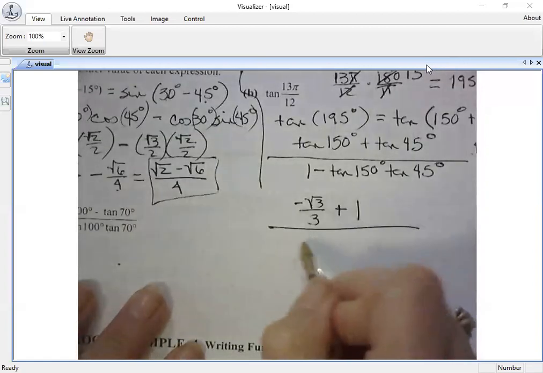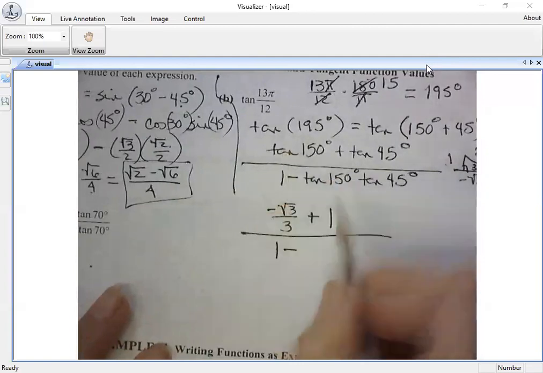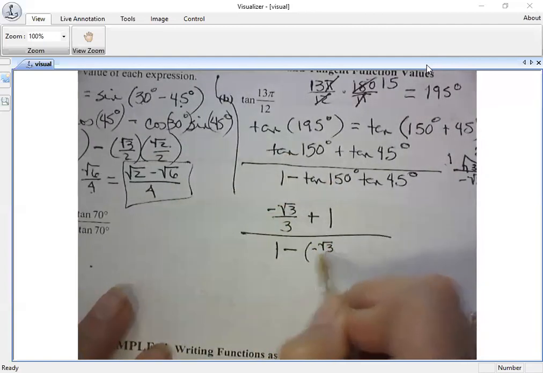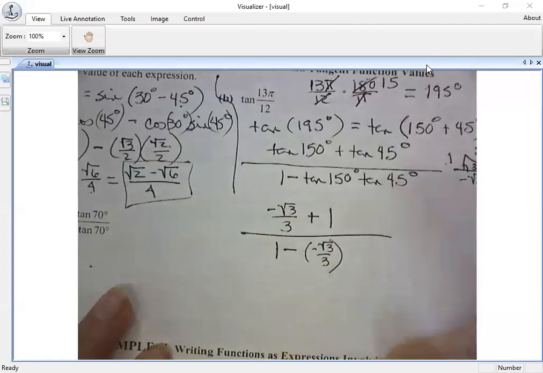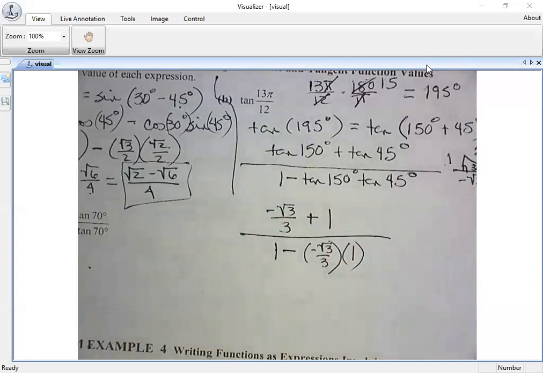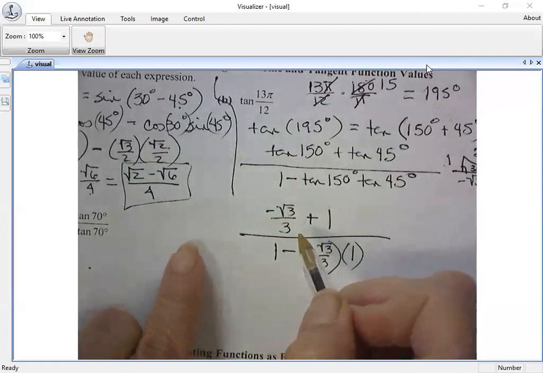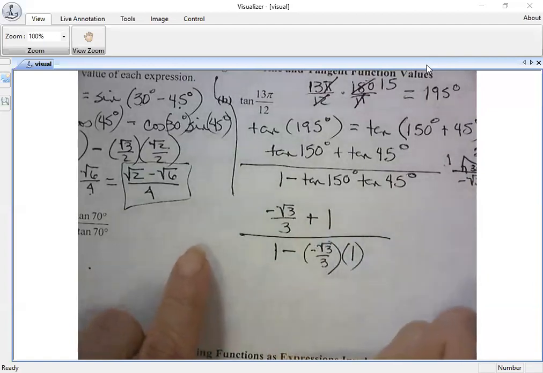Over, now I need 1 minus, I'm still using the tangent of 150. It's going to be the same thing I found here, which is a negative square root of 3 over 3, times the tangent of 45, which is 1, right? Okay, so now we just need to do a little bit of cleanup. What do you think we should start with? Could you distribute that negative, or the minus sign, and so you would make that positive square root of 3 over 3, and so it would cancel out with the top.